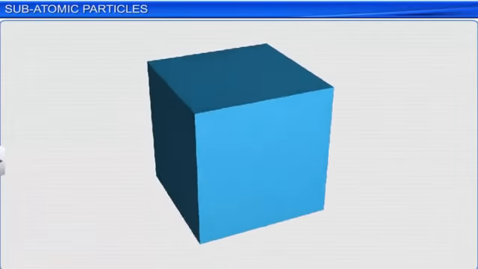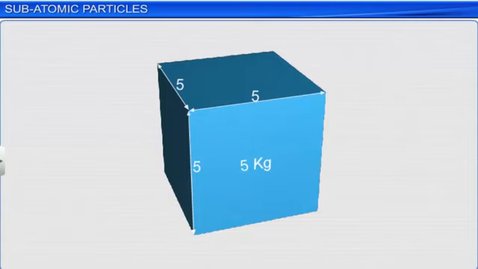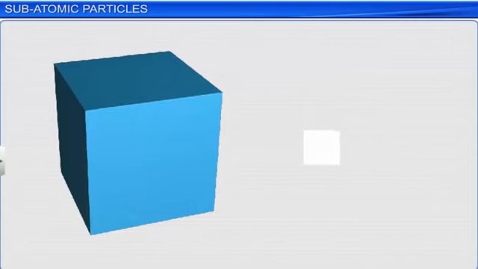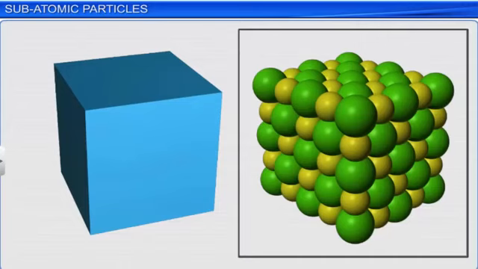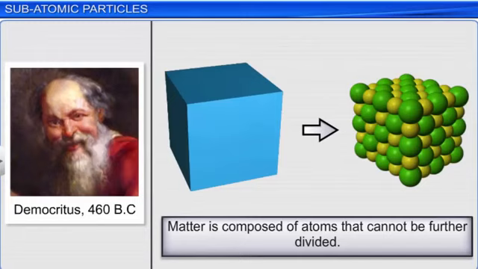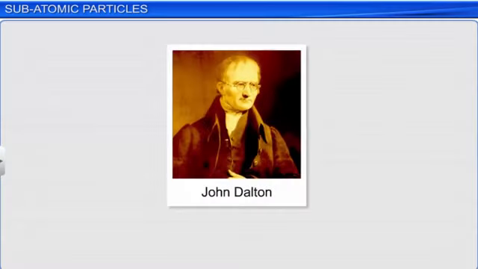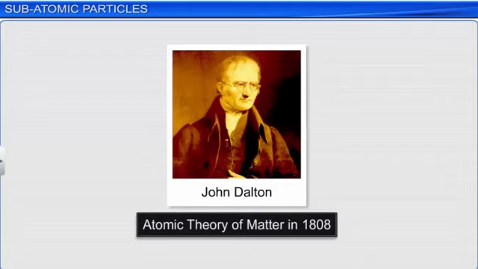Substance that has mass and occupies space is called matter. It is made up of small particles called atoms that cannot be further divided. This idea was first proposed by the Greek philosopher Democritus back in 460 BC. However, due to the lack of scientific evidence, Democritus's ideas were considered mere speculations and ignored for 2000 years until John Dalton proposed the atomic theory of matter in 1808.